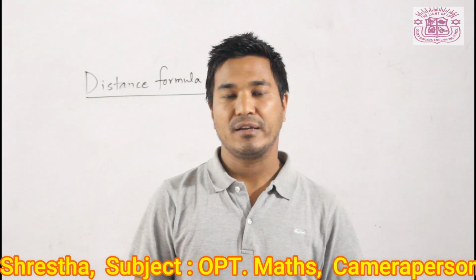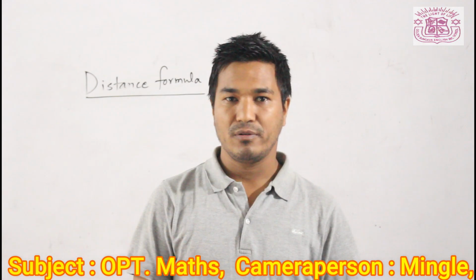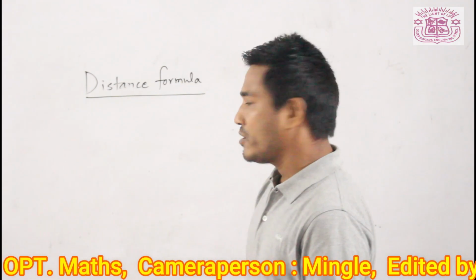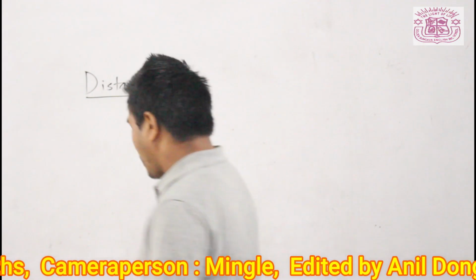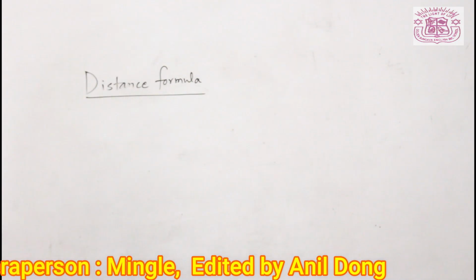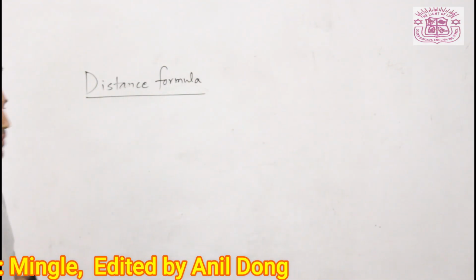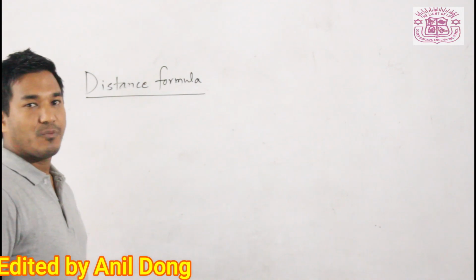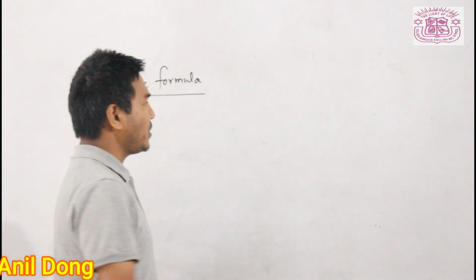Today we are starting the first chapter of coordinate geometry, that is, the distance formula. So now let's start. Okay, suppose we have a plane over here.